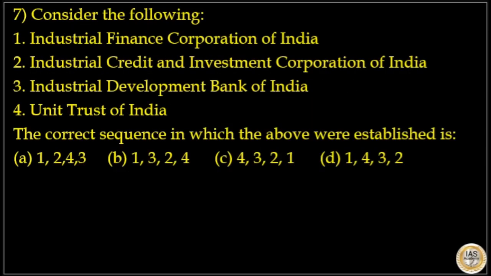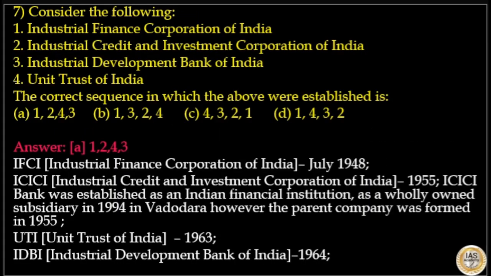Next: consider the following: Industrial Finance Corporation of India, Industrial Credit Investment Corporation of India, Industrial Development Bank of India, Unit Trust of India. The correct sequence in which the above were established: here the answer to this question is option A, 1, 2, 4, 3. That is IFCI, Industrial Finance Corporation of India, established in 1948. ICICI, that is Industrial Credit and Investment Corporation of India, established in 1955.